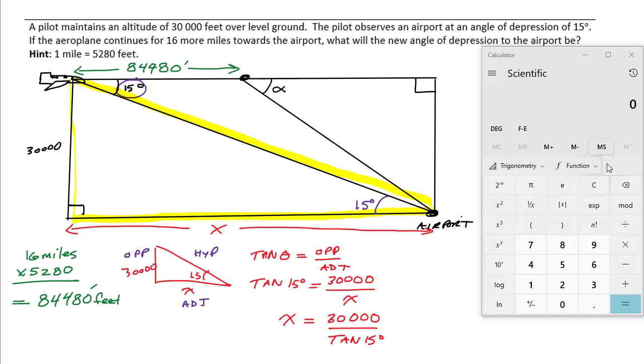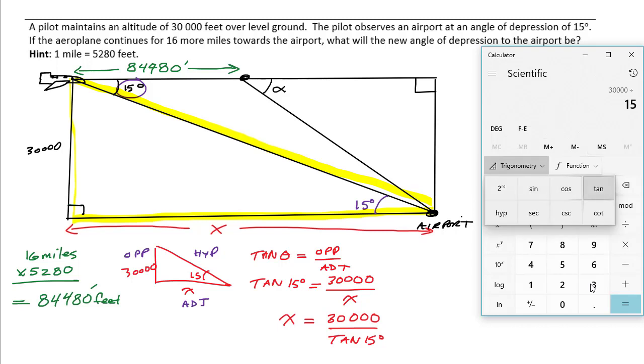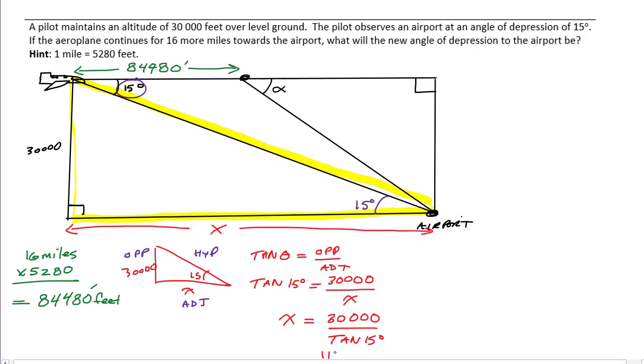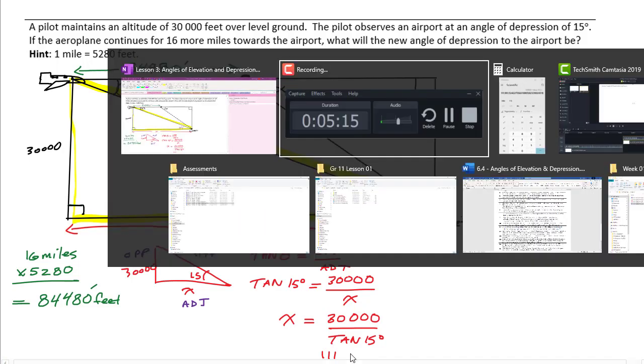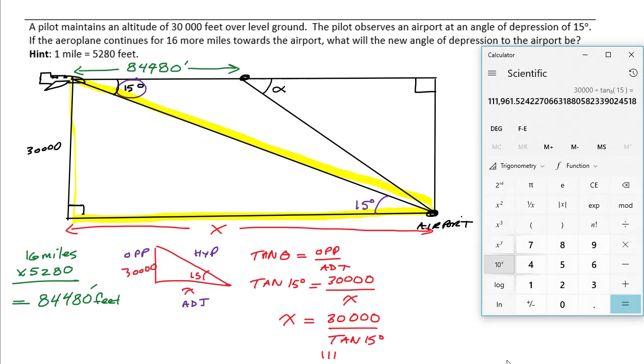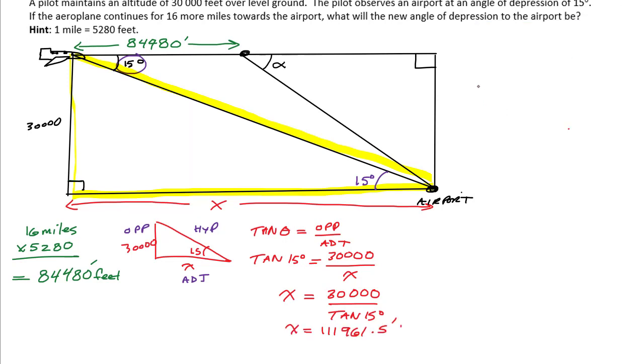Okay, so I'm going to start with 30,000 divided by tan of 15. Again, I have to hit the 15 first, then tan. Most calculators hit tan of 15 and equals. And I got a pretty big number: 111,961.52. All right, let me write some of that down. 111,961.5. All right, there we go. So that's the length of x.